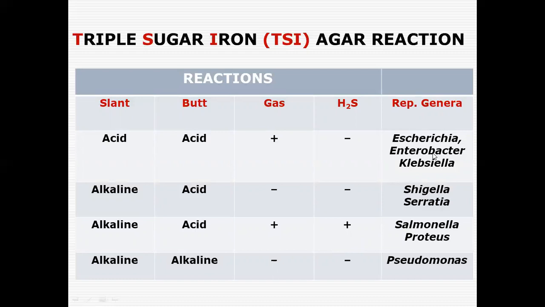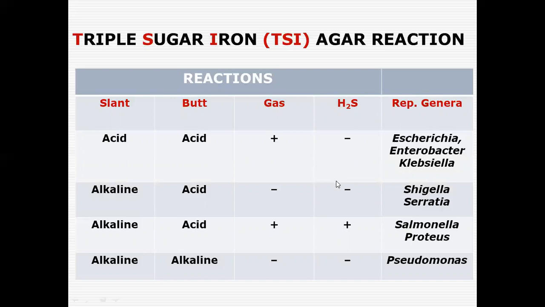Escherichia, Enterobacter, and Klebsiella make an acidic slant and acidic butt, meaning that the entire slant and butt are yellow in color. They may produce gas, but they will not produce H2S. There will be no blackening of the medium. The entire butt and slant would be yellow in color, and there will be a production of gas.